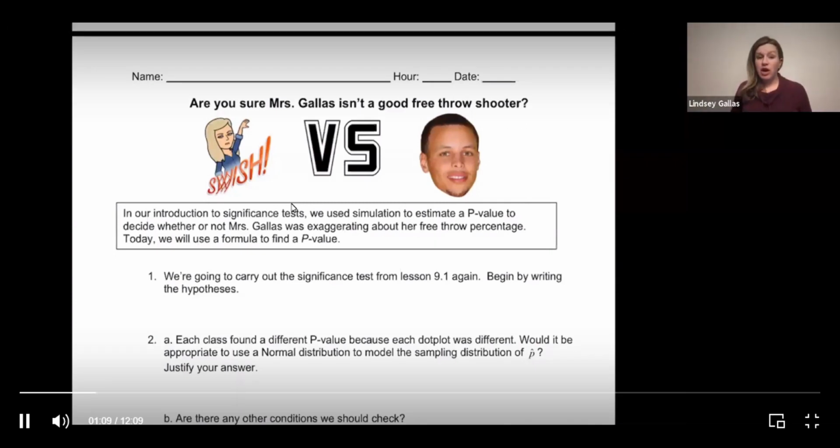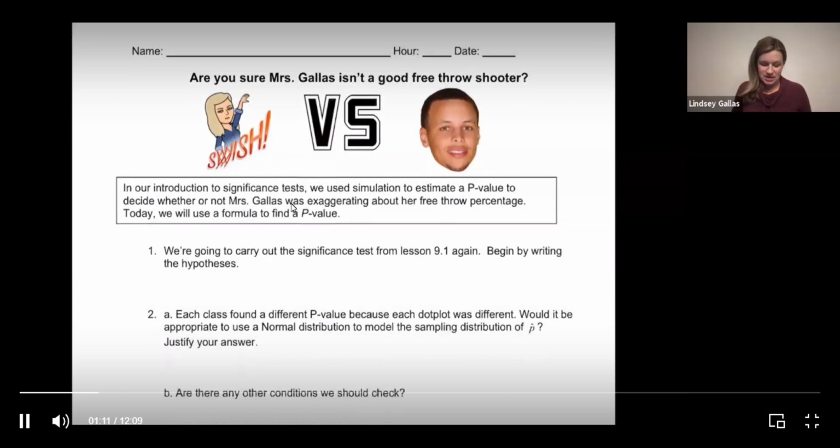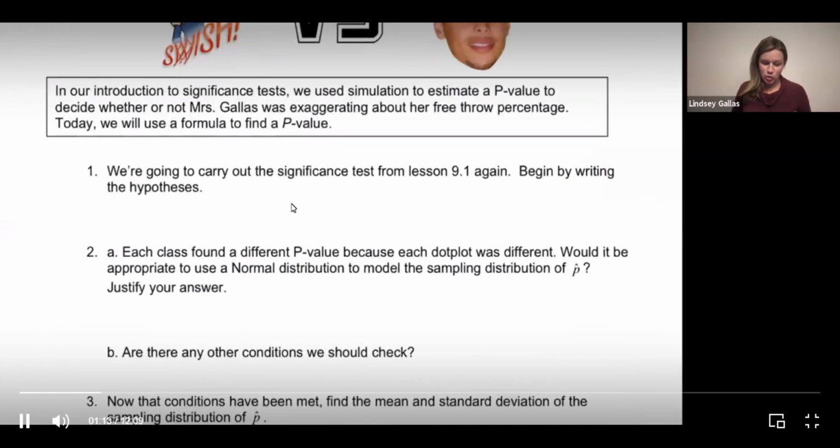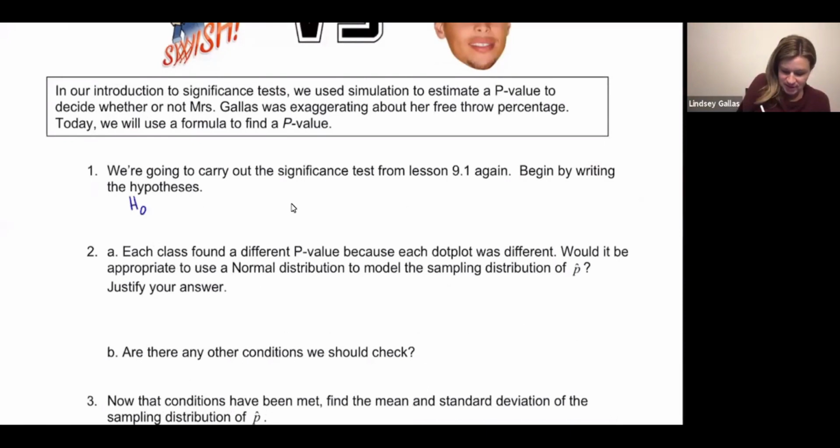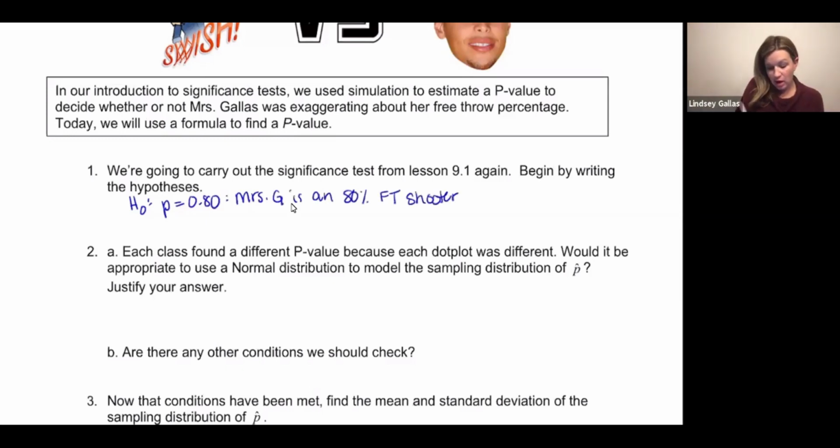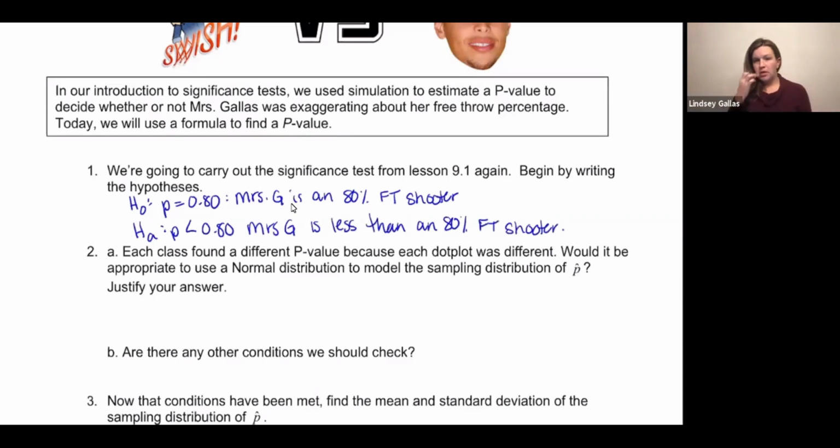These are just listing out our hypotheses again from that day. So we're going to start with our null hypothesis, which we had said was p equals 0.80. And that means in context, we said that Mrs. Gallus is an 80% free throw shooter. And then our alternative hypothesis was that I am less than an 80% free throw shooter. Okay, so we had already discussed those together.